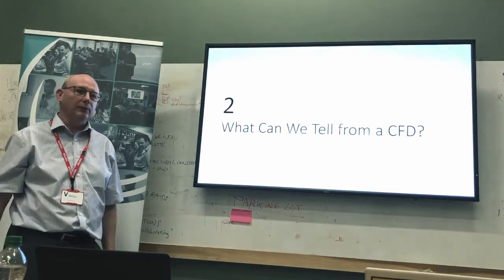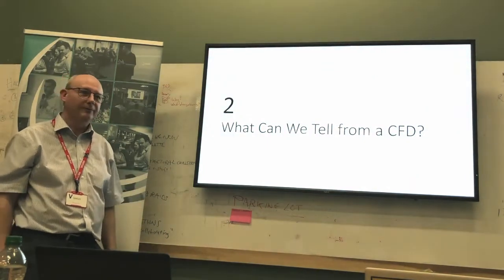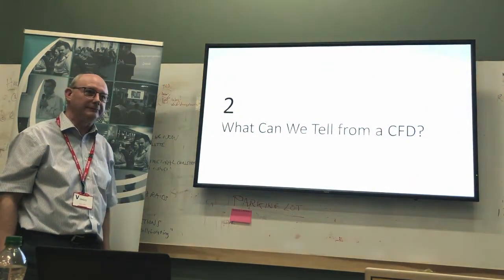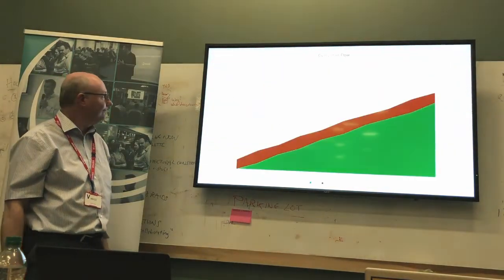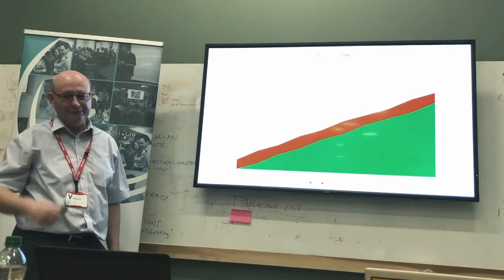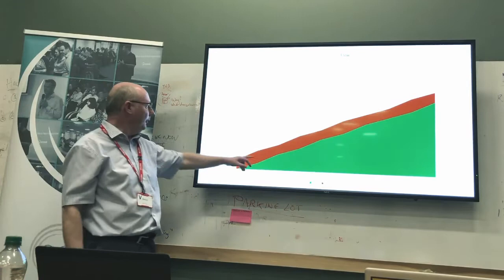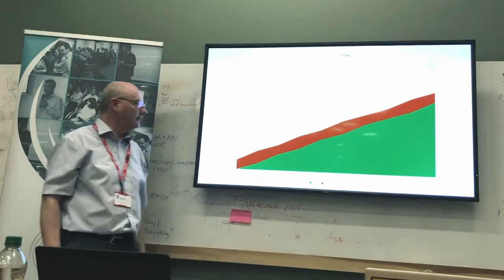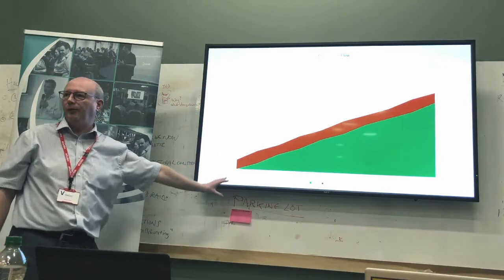what can we tell from a cumulative flow? I mean, it's great, it looks nice, stripy rainbow diagram. Okay, so let's take some examples. Okay, slightly idealised cumulative flow. We've got our to-do, we've got our in progress, we've got our done. Now this is not really Scrum style, this is more sort of Kanban style.